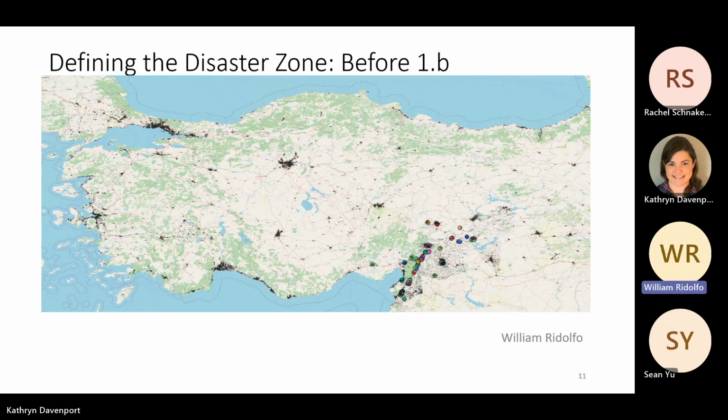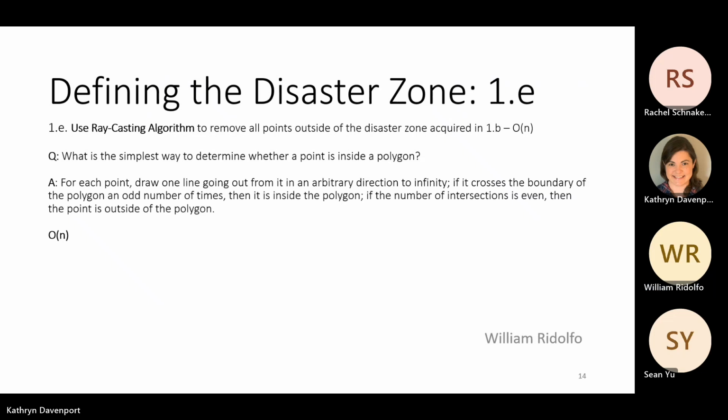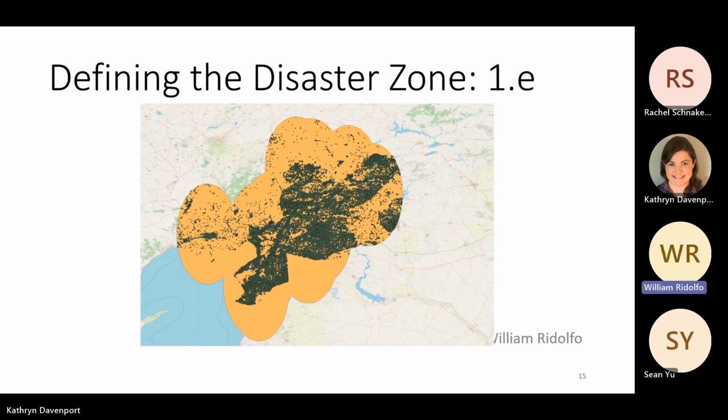So this is the disaster zone before. All of the black dots that you see are buildings in Turkey. This is the disaster zone after applying the maximum of nearest neighbors algorithm to all of the buildings in the area after we had clustered them. In the interest of time, I'm skipping a lot of this. It's all going to be in the report. What we needed to do then was apply what's called the raycasting algorithm to exclude any building that was not in the disaster zone to facilitate further calculations.